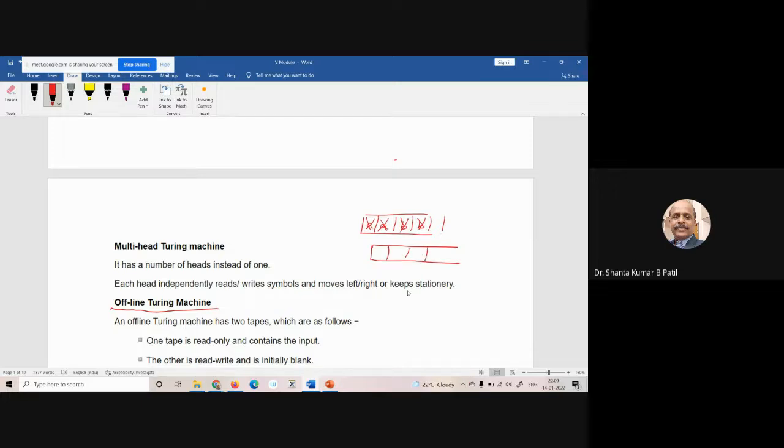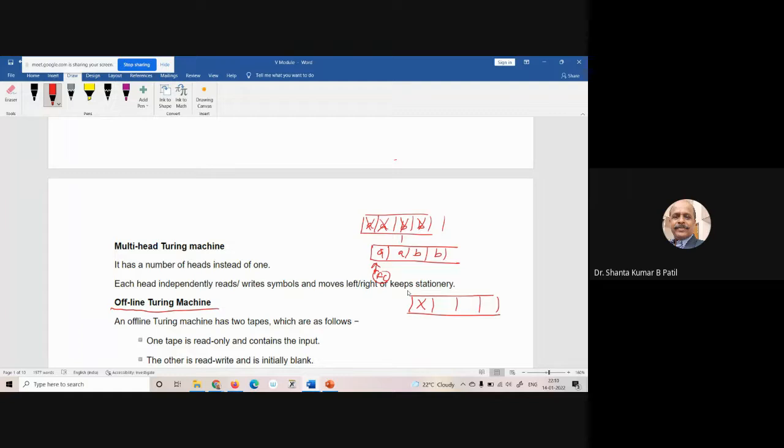So whenever the read head reads A, it is a finite controller. If it reads A, it uses a separate tape. In the case of the offline Turing machine, it uses a separate tape. Whenever it reads the first symbol, that cell becomes empty, and X comes here. Whenever it reads B, it is kept as it is. So please make a note.